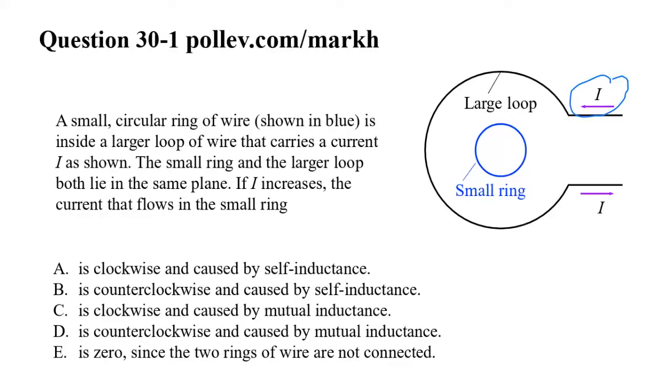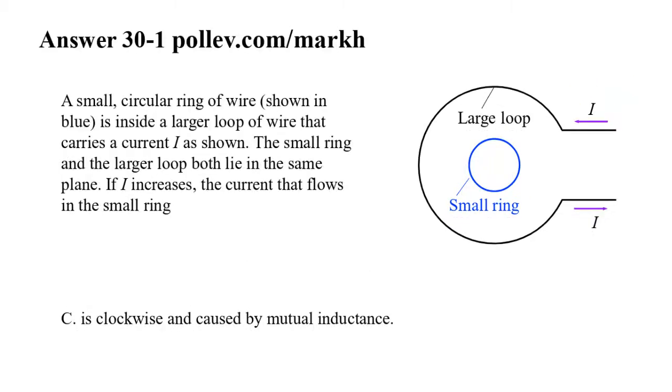Okay, let's have a look at the answer to this one. We've had one person go for B, it's counterclockwise and caused by self-inductance. 3 for C, it's clockwise and caused by mutual inductance. And 3 for D, it's counterclockwise and caused by mutual inductance. So what we're looking for is C: this induced current is going to be clockwise and caused by mutual inductance.